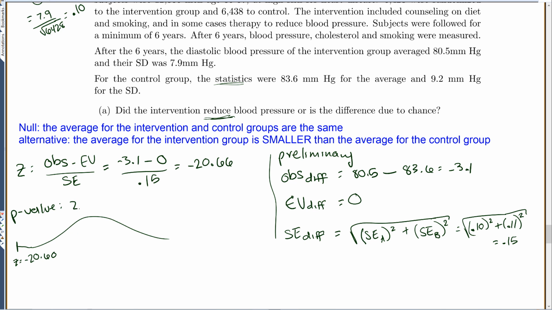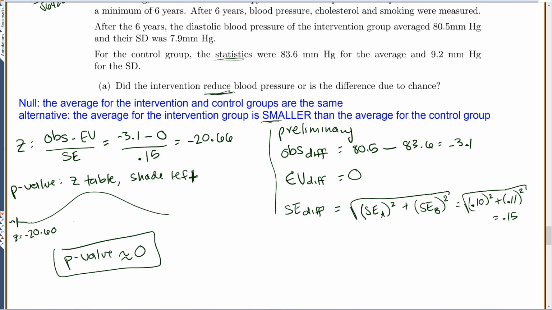So for my p-value, I kind of skipped writing this down. We had to use our Z table, and we wanted to shade to the left because we wanted to know if it was smaller. So this is a one tail. We only shaded to the left. And my p-value is basically almost 0.